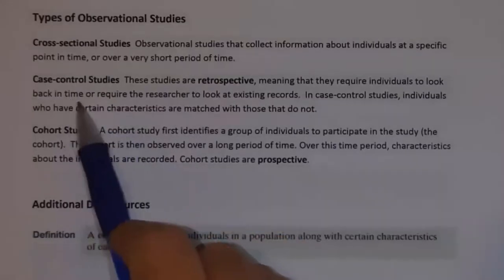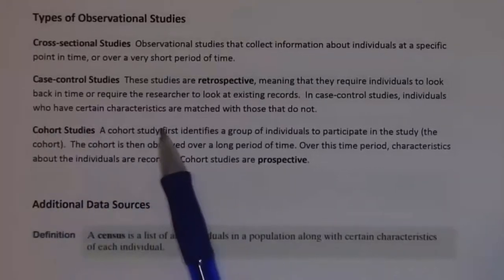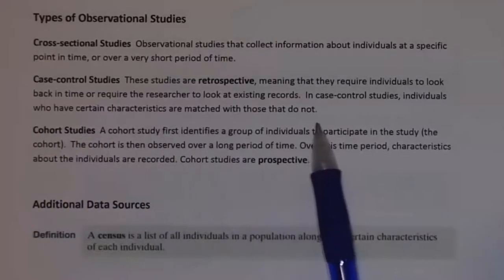Now, a case control study, on the other hand, these are a little more involved. A case control study is called a retrospective study. They're retrospective, meaning that they require individuals to look back in time or require the researcher to look at existing records. In a case control study, individuals who have certain characteristics are matched with those that do not.